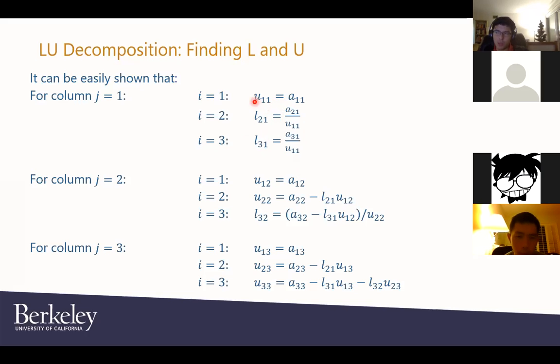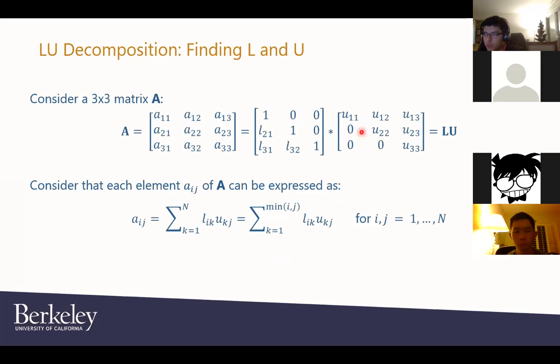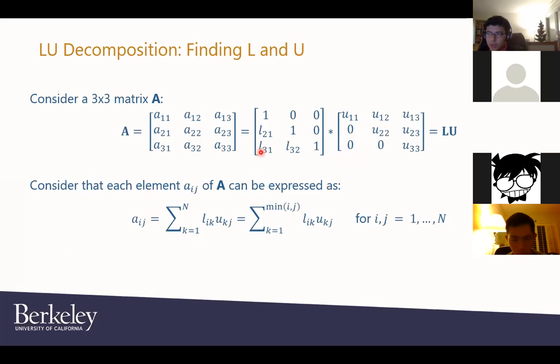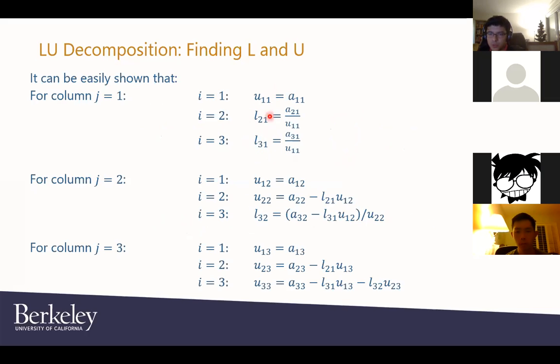So in the first column, the only element in U will be U11, right? If we go back one slide, we're on the first column, so we only care about U11. We know the rest are 0. And we care about L21 and L31, so this guy and this guy, because we know the one on the diagonal is 1. So we have these expressions for those. You can derive those at home if you want to. Look at them closely. These are very generalizable.